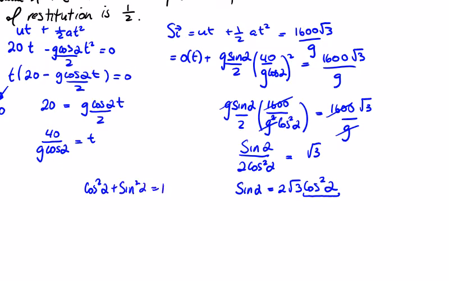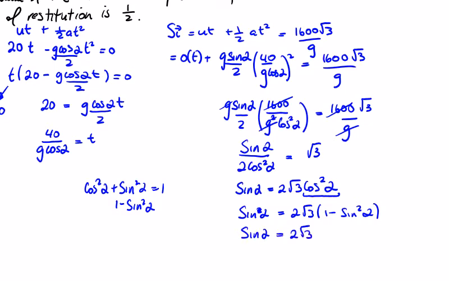So I'm looking for cos squared alpha, 1 minus sine squared alpha. And now I have my equation in one variable. So I'm going to get sine alpha, not sine squared alpha, sine alpha is equal to 2 root 3 by 1 minus sine squared alpha. So I'm going to get sine alpha is equal to 2 root 3 minus 2 root 3 sine squared alpha.